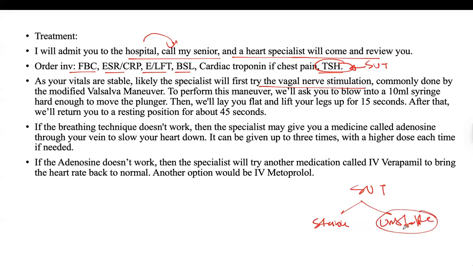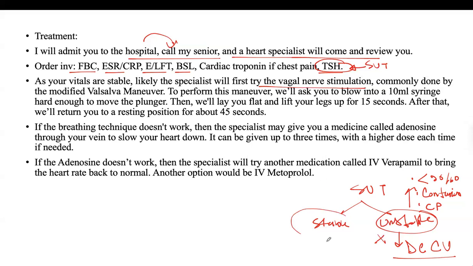Unstable means that the patient's blood pressure is less than 90/60, the patient has altered mental status, so the patient is confused, and the patient has chest pain. If these three are there, that is an unstable patient, and unstable SVT will require a direct or DC cardioversion. That is the treatment.